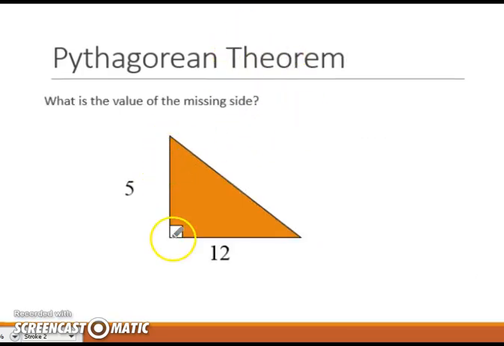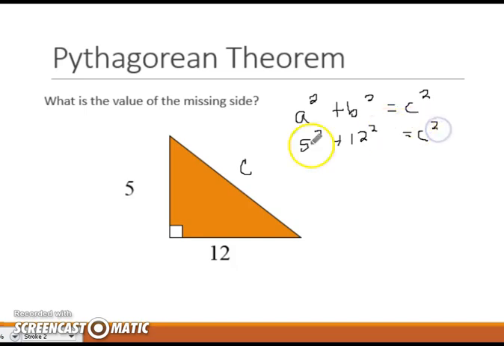So we've got a length of 5 and a length of 12. And the part we don't know is our hypotenuse, so our c value. So if we use our Pythagorean theorem, a squared plus b squared equals c squared, we would have 5 squared plus 12 squared equals c squared. And remember, it doesn't matter which one of these we use as a and b. We could have flip-flopped these, but it won't matter because we're just adding. 5 squared is 25.